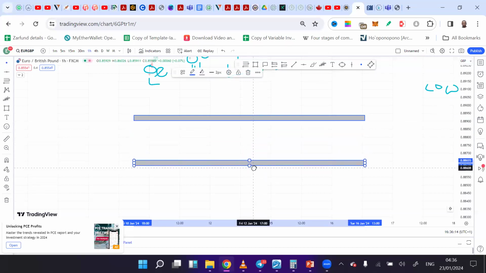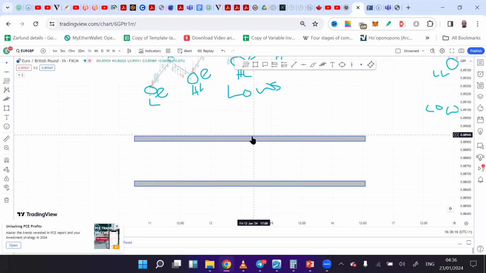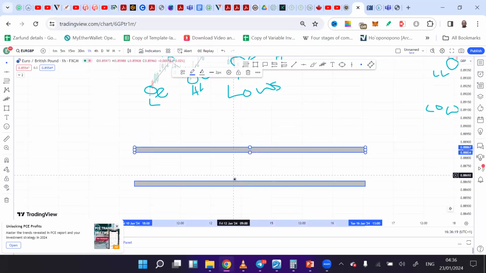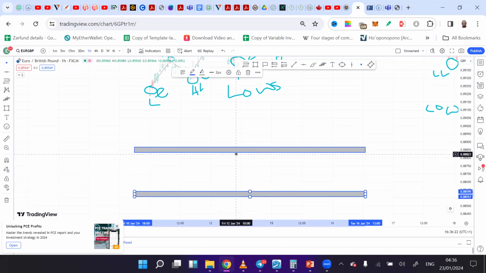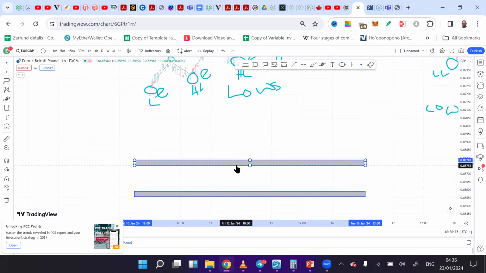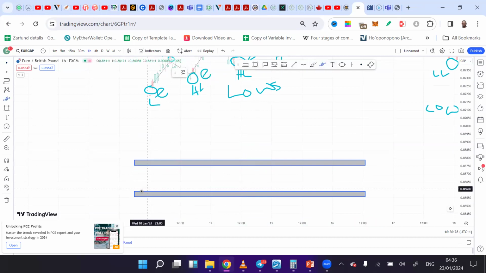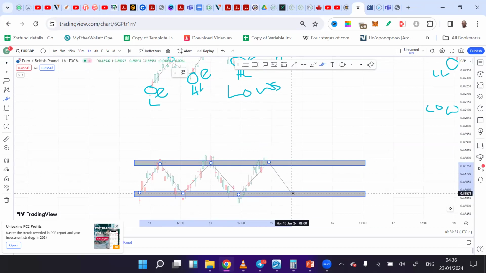Most times in this case, you will notice that price will do something like this. This is what you're going to be seeing in a consolidation. You see something very similar to this. So the question is, where is price going to? Where is it coming from?